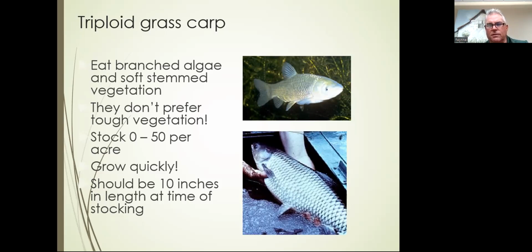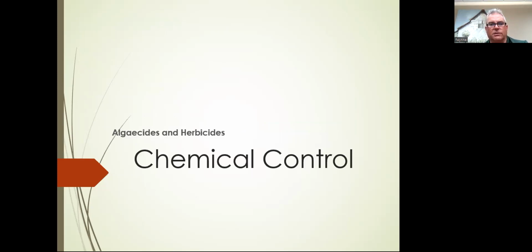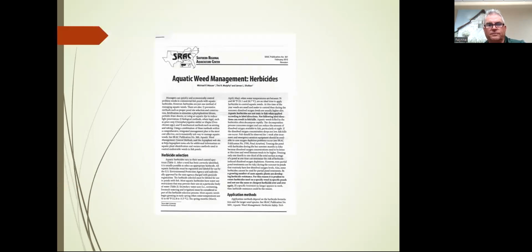Although the carp are not cheap, they can be less expensive to stock than repeated herbicide treatments. So that's something to consider. It's a tool. It is not a silver bullet, but we have been using them with some degree of success in some situations. Chemical control, again, algicides and herbicides. These are typically in a granular or liquid formulation. And as often as not, we at least try to gain some initial control with these and possibly look at the other control methods moving forward.